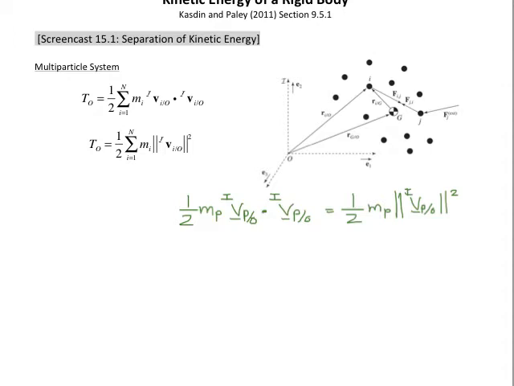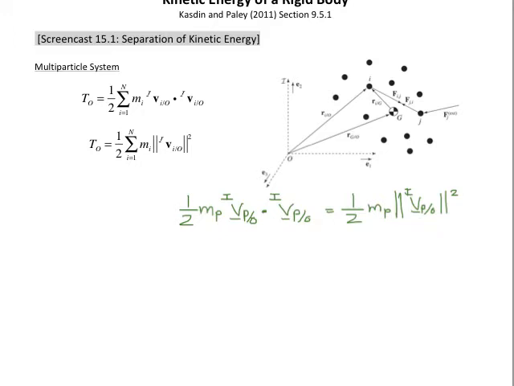Now, we've said before that for a single particle, the kinetic energy is 1/2 multiplied times the mass of the particle multiplied times the dot product of the velocity of the particle as observed in the inertial reference frame with itself. And we can express it two different ways, as a dot product, but also as 1/2 multiplied times the mass multiplied times the norm of the velocity squared.